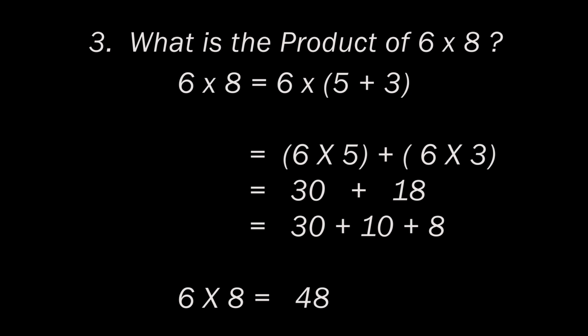Now just solve them. 6 times 5 equals 30. 6 times 3 equals 18. And when you're adding, add the tens first. So you have 30 plus 10 in the 18 is 40, plus 8 is 48.